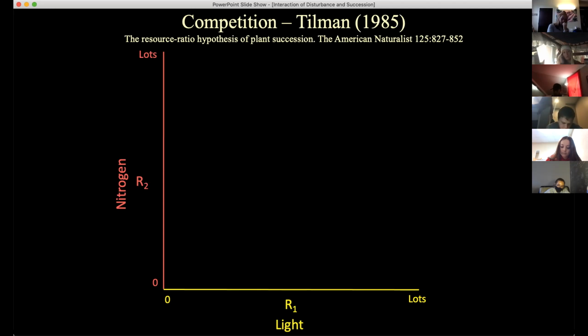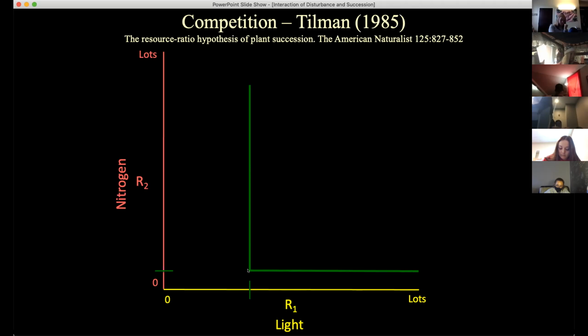So you can imagine 2 plants, and one plant requires a lot of light and very little nitrogen. And so we can show its resource requirements by basically drawing a line up where its light requirements are and drawing a line across where its nitrogen requirements are. And because light is going from very little light to lots of light, and nitrogen is going from very little nitrogen to lots of nitrogen, this is a species that is a high light, low nitrogen species. So it needs a lot of light and needs very little nitrogen.